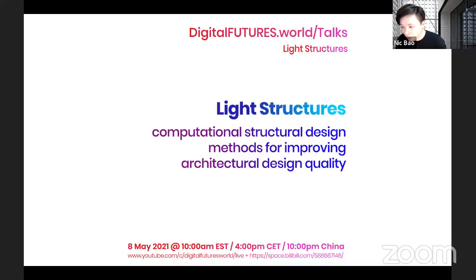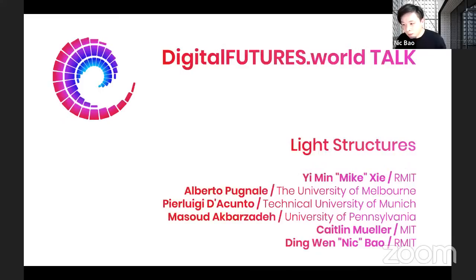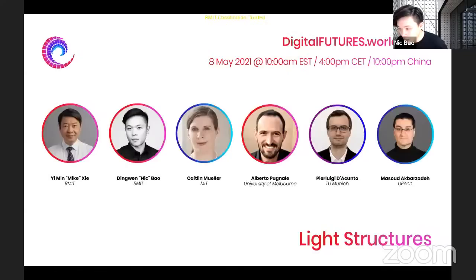So today we named the topic Light Structures, which is computational structure design methods for improving architecture design quality. With the development of computers and technologies, more and more structural engineers and architects use various computer-aided approaches to reduce the weight of structure. Lightweight structures, such as membrane structures, shell structures, structure surfaces, computational gridshell system, lightweight truss, topology optimization, and polyhedral structures have become an integral part of the international building scheme.